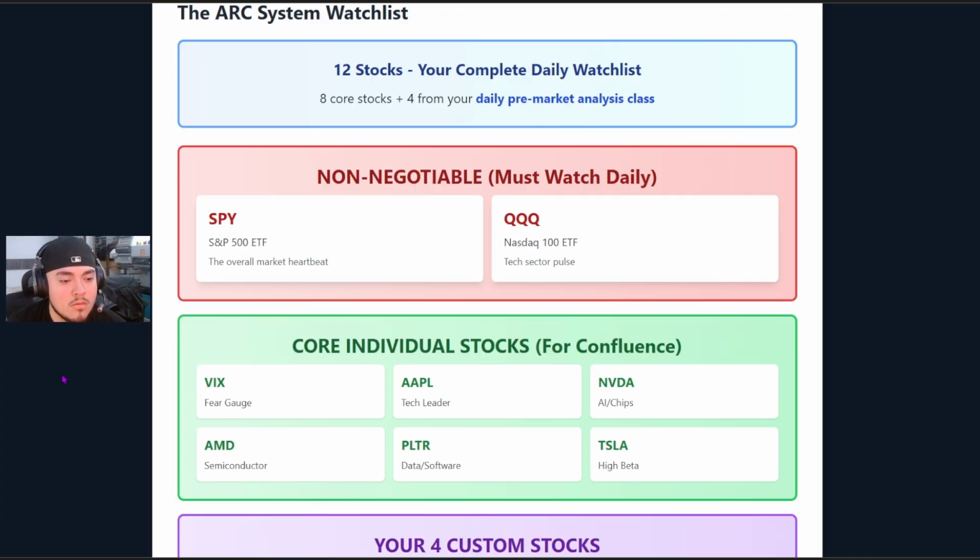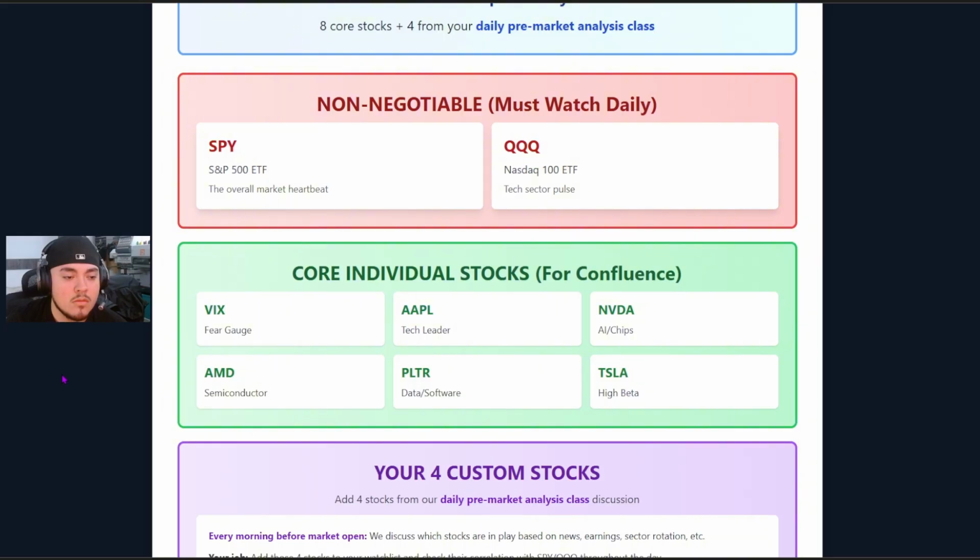And then you have your core individual stocks for confluence. Oh, we do have VIX here. We have VIX, we have Apple, NVDA, AMD, PLTR, Tesla. And then you have your 4 custom stocks.